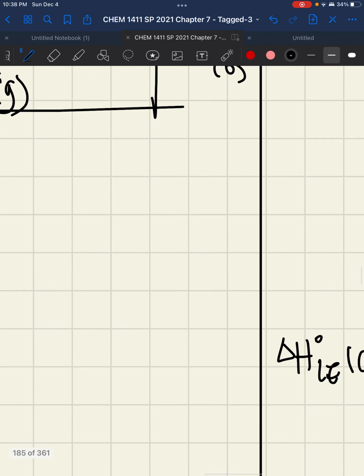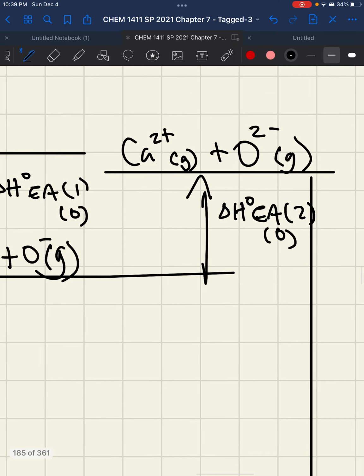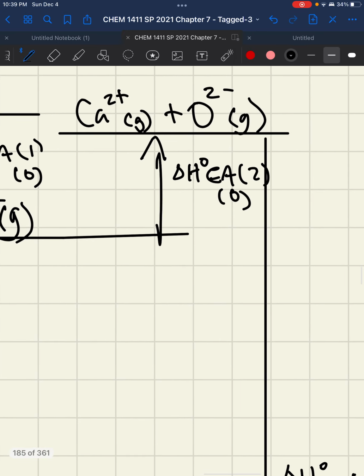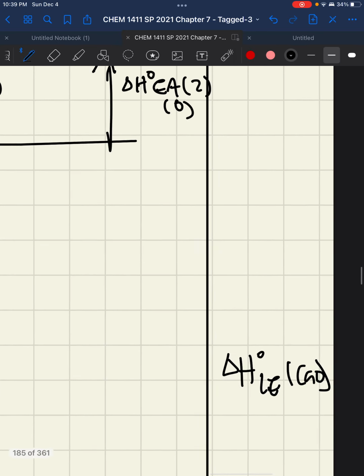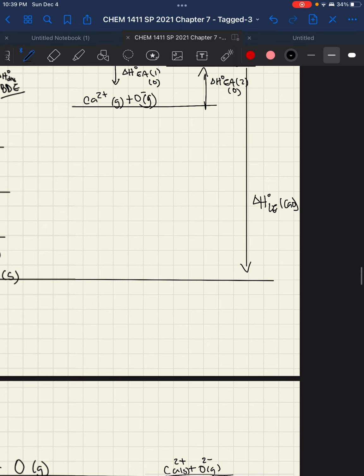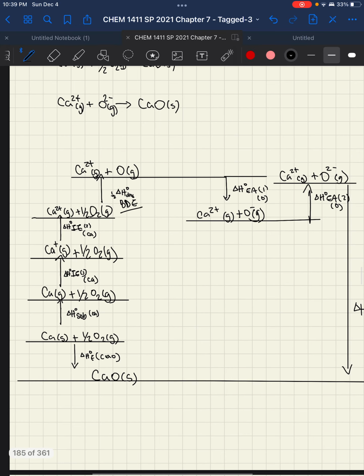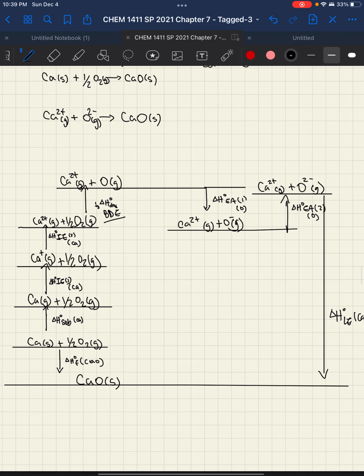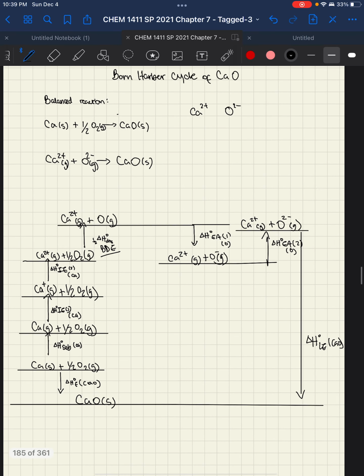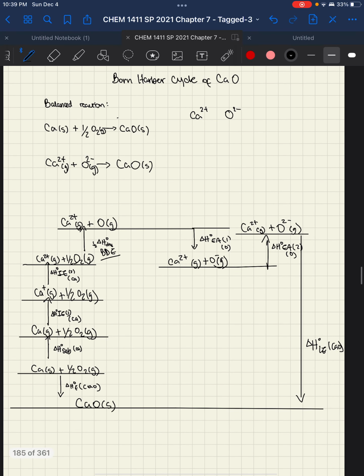Since you're combining the metal and the non-metal here, which is going to release energy, an exothermic process, the arrow is going downwards, and that's the end for this. I hope this helped. Thank you.